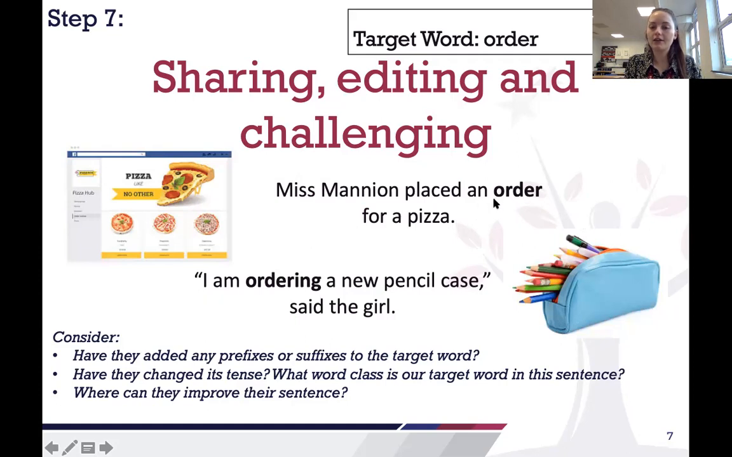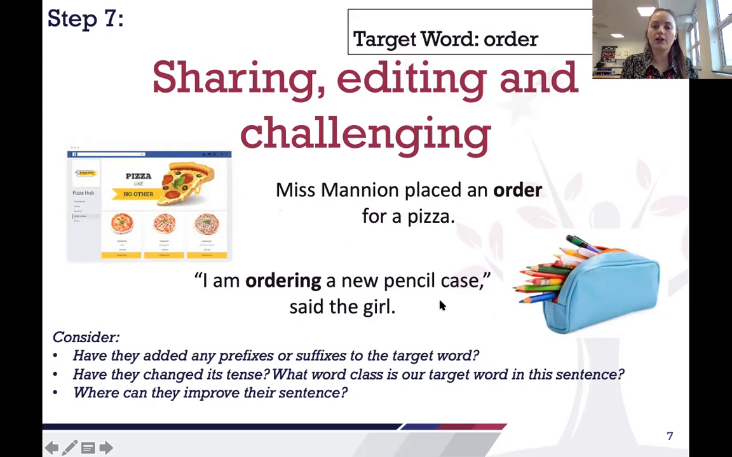Is that a thing or is it doing something? Miss Mannion placed an order. Shout it out. Is it a noun or a verb? Fantastic. It's a noun. I could have said Miss Mannion ordered a pizza, but instead I have said Miss Mannion placed an order for a pizza. So that's the thing that I did. I placed an order. So that's a noun. Well done. Let's read the next sentence.